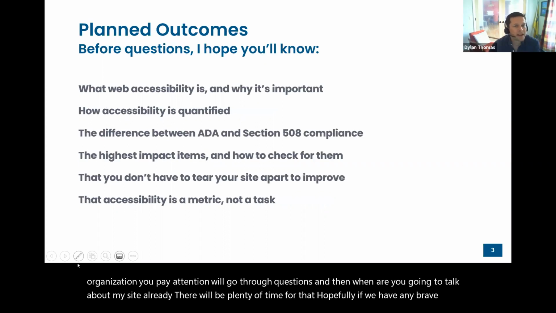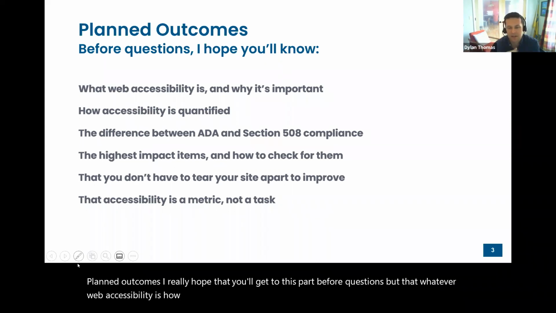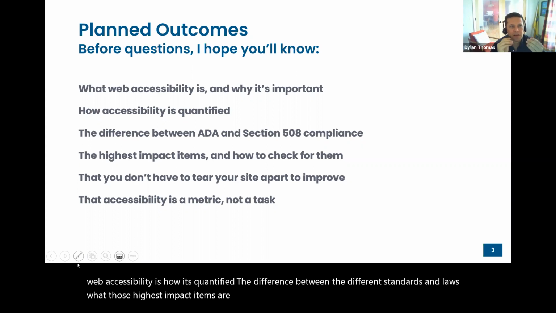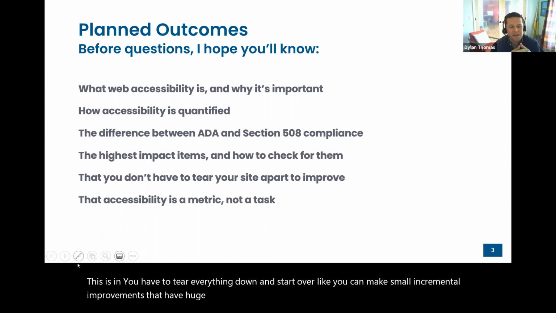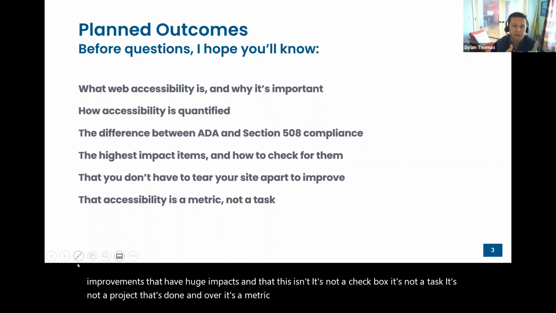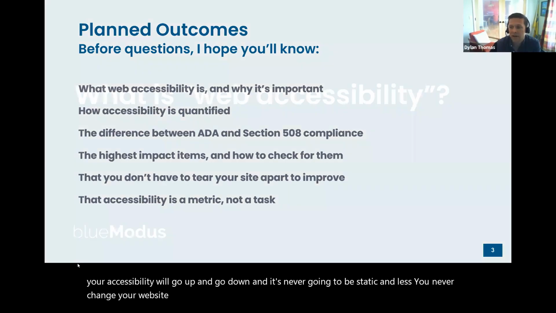So, planned outcomes. I really hope that you'll get to this part before questions: what web accessibility is, how it's quantified, the difference between the different standards and laws, and what those highest impact items are. And that this isn't you have to tear everything down and start over. You can make small incremental improvements that have huge impacts. And it's not a checkbox, it's not a task, it's not a project that's done and over, it's a metric. It's like traffic to your website or performance. Your accessibility will go up and it'll go down, and it's never going to be static unless you never change your website.